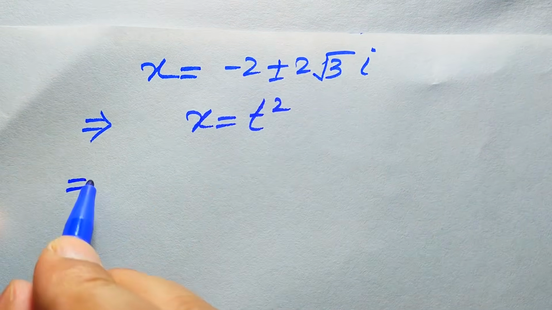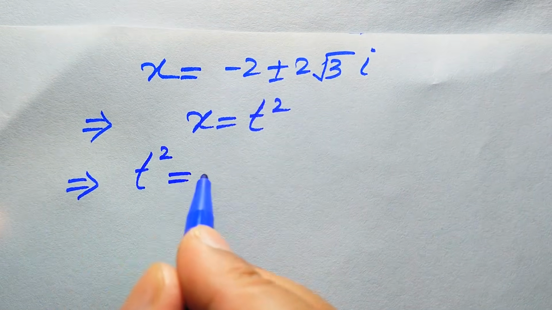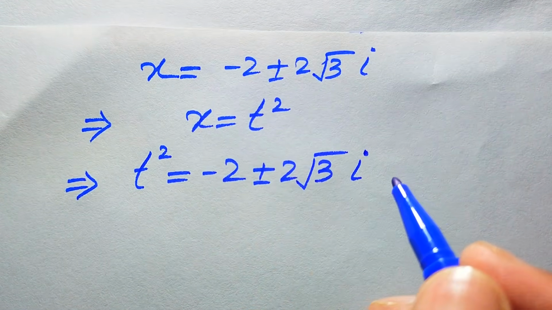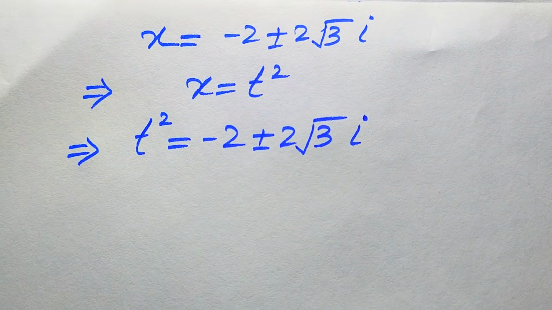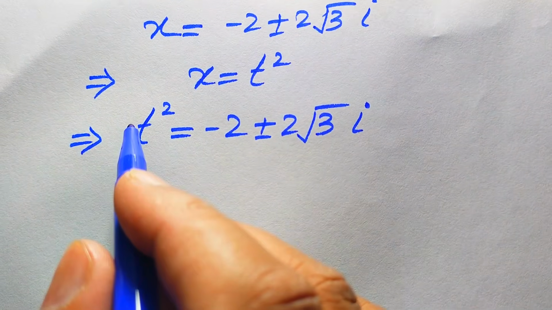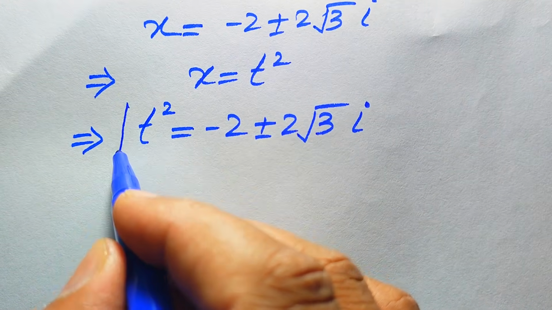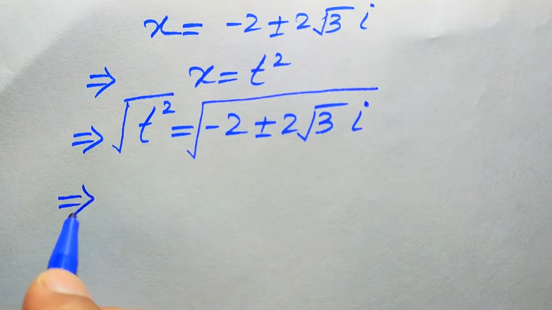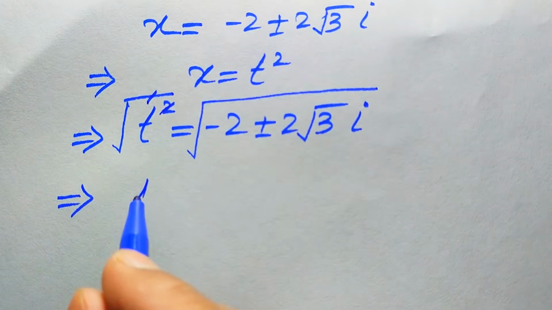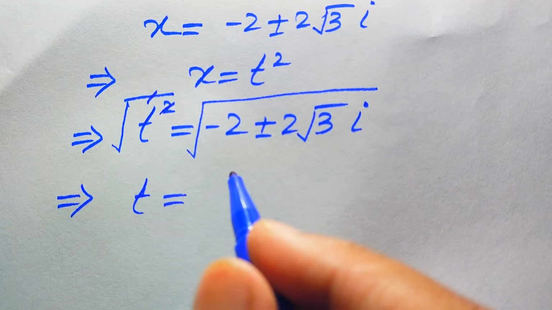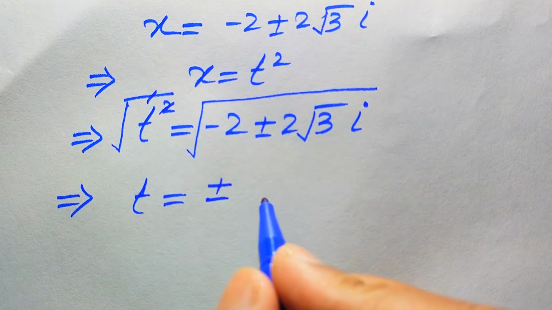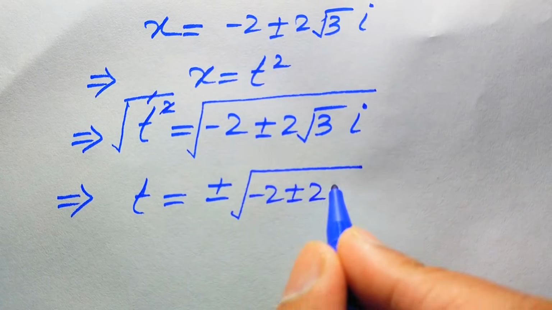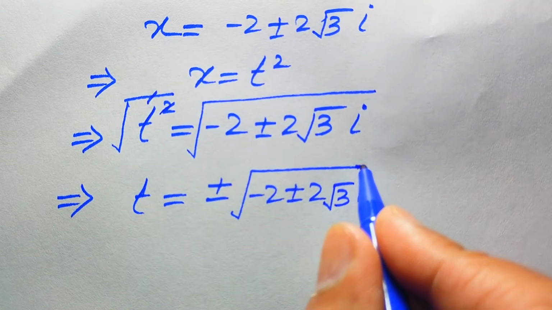So we back substitute this value, and when we put it here it becomes t squared equals minus 2 plus minus 2 times square root of 3 into iota. So here we need to find the values of t. For this we need to remove the square from the left hand side, and for this we apply square root on both of the sides. So when we apply square root, the square and square root are gone, and we get here t equals plus minus square root of minus 2 plus minus 2 times square root of 3 into iota.